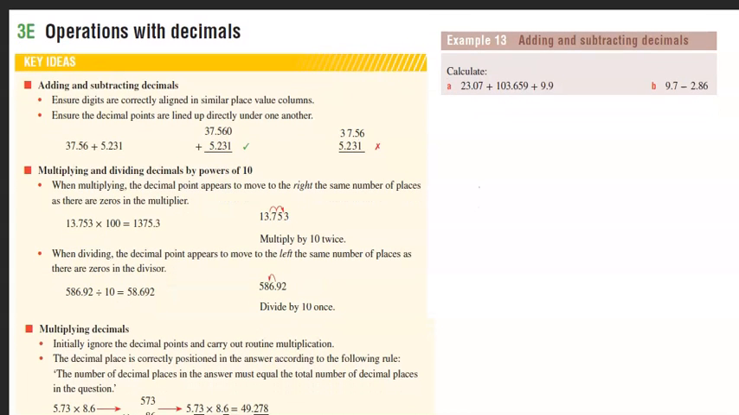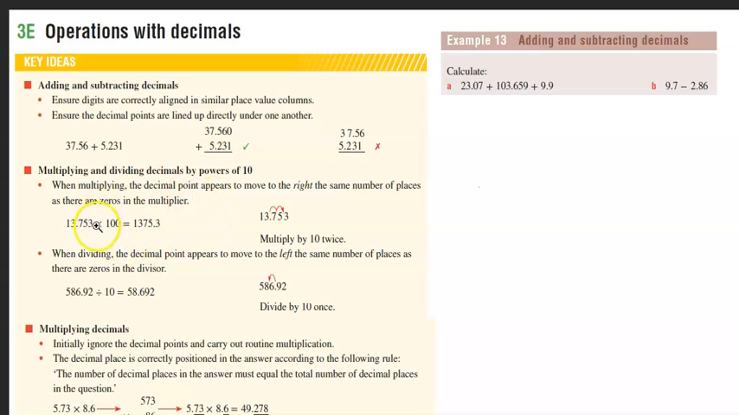When we multiply and divide, the decimal point appears to move to the right of the same number or to the left of that number, depending on what we're doing. In the case of multiplying, depending on how many zeros there are, as in this case 13.753, we're timesing this by 100. There are 2 zeros, so that decimal point moves to the right 2 times because there are 2 zeros. So we just get the same digits, 13753, but move the decimal point to the right twice, and we end up with 1375.3. This will be our answer.